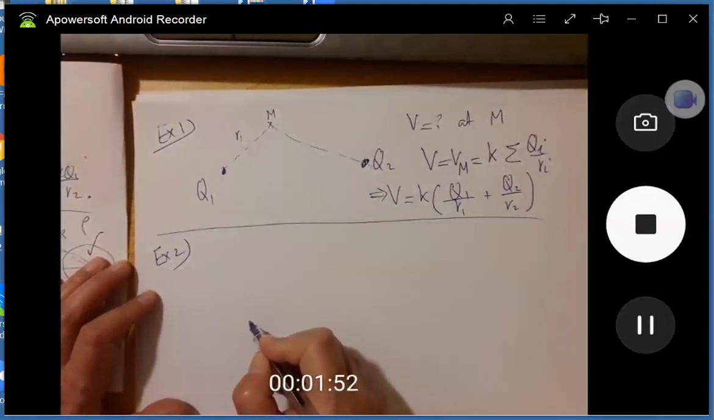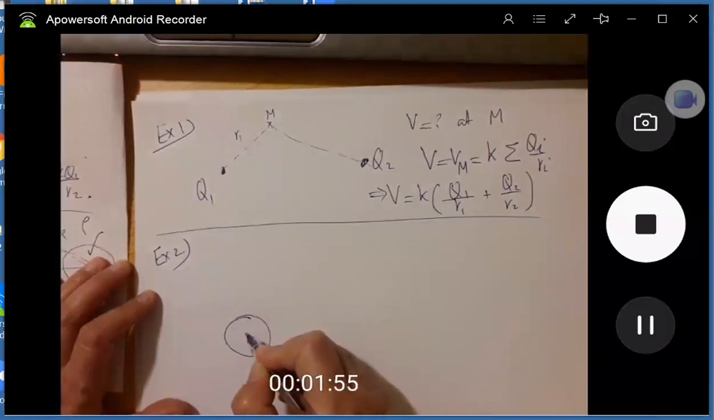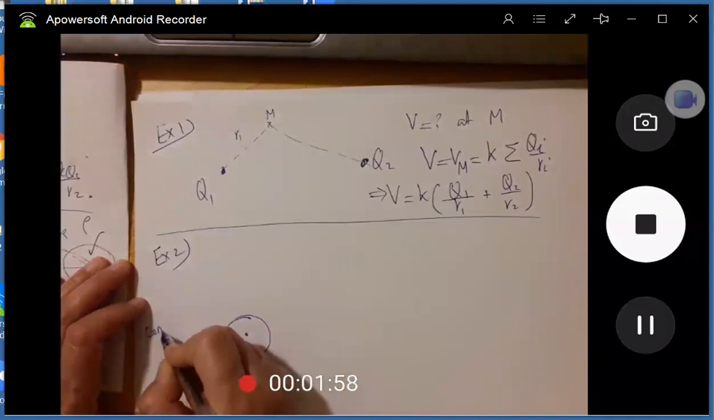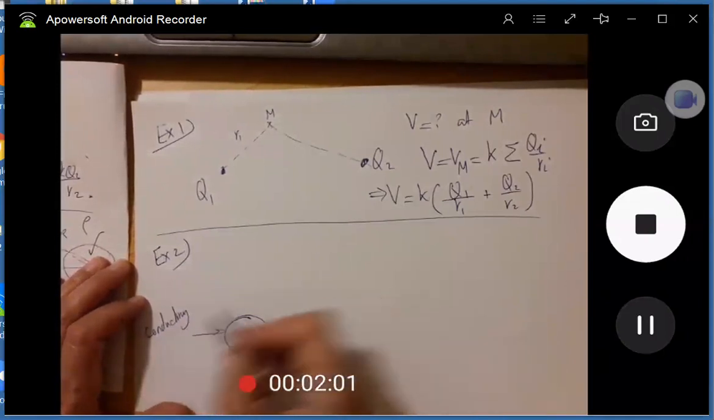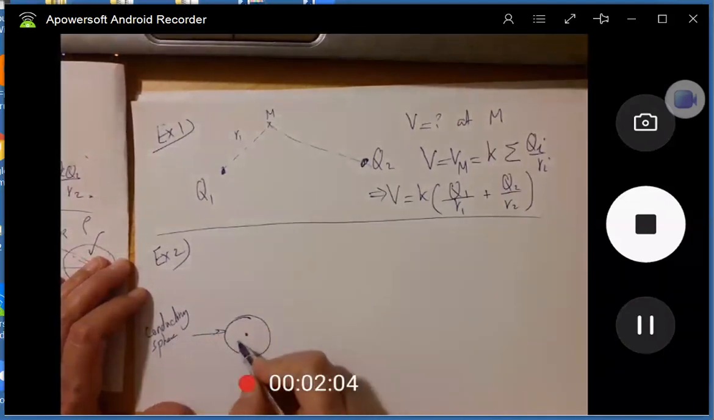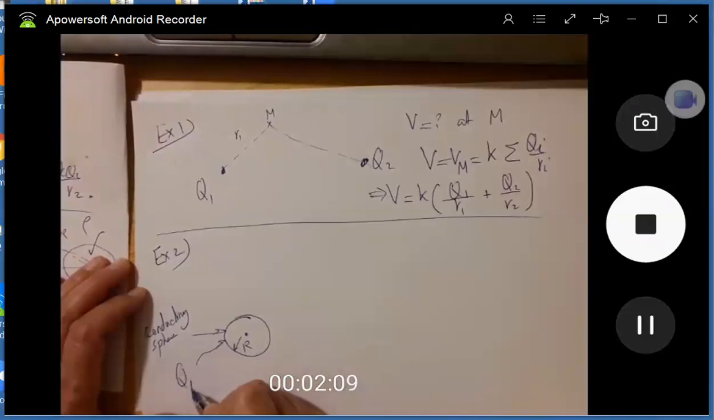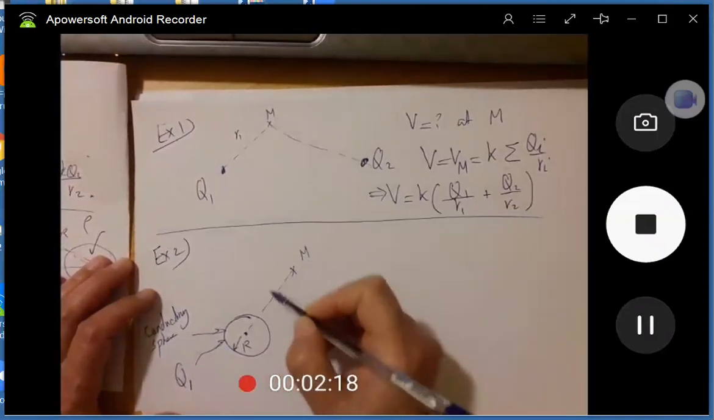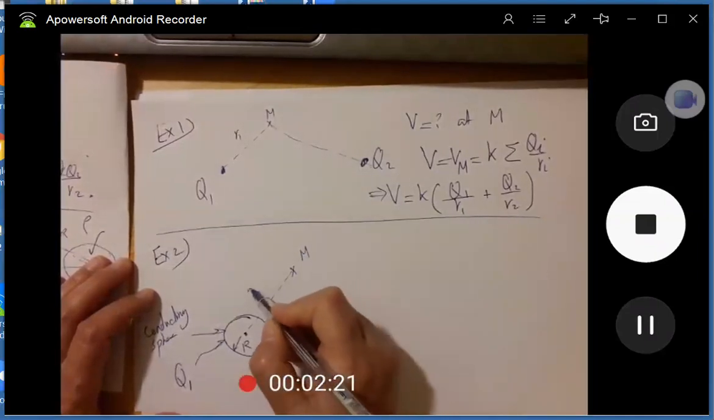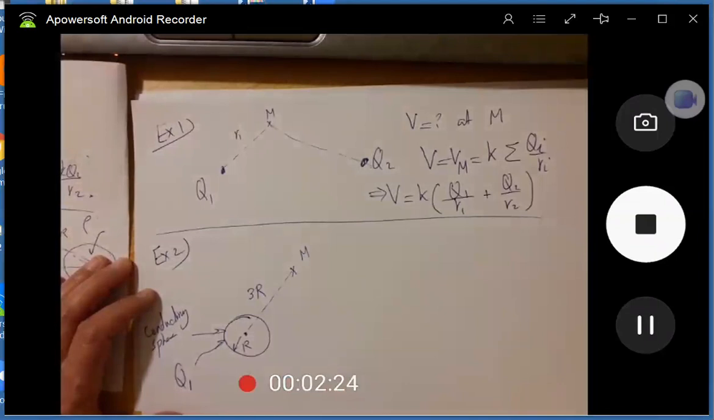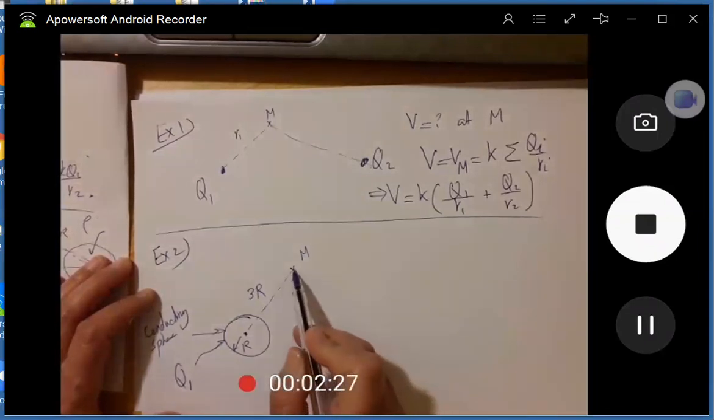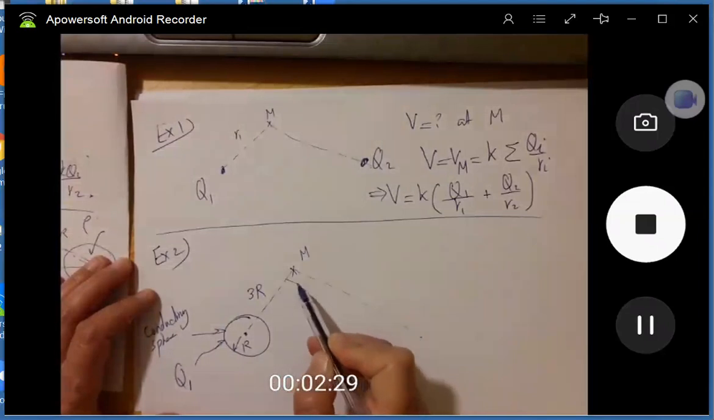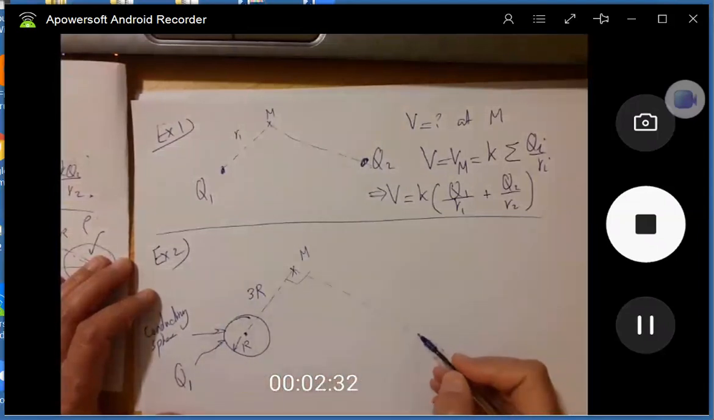Let's say I have here a conducting sphere of radius R, and suppose it is charged by Q1, any Q1, okay? Now, at a distance from the center there is a point M. Let's say this distance is 3R, okay? And at some direction from it, say 90 degrees, whichever, I have here another center.